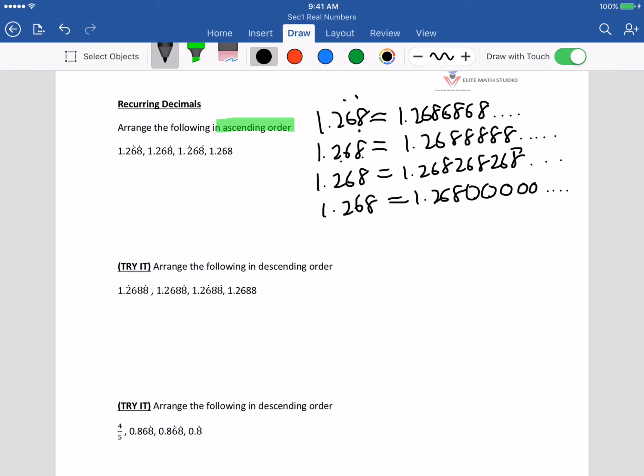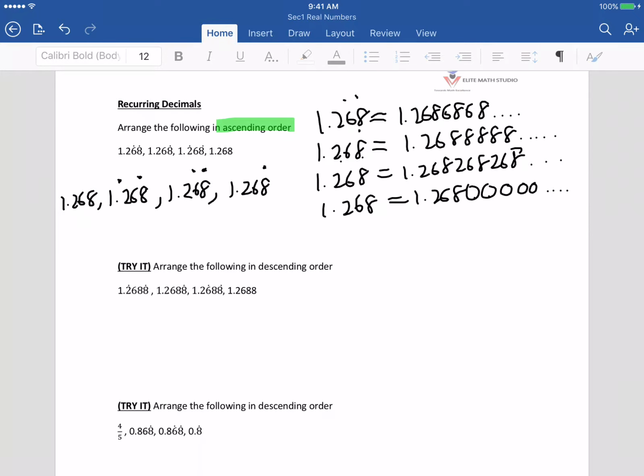Ascending order is smallest first. For this example, the smallest will definitely be 1.268. Followed by 1.268 with a dot at the 2 and a dot at the 8. Next, it will be followed by 1.268 where the 2 dots are at the 6 and the 8. Last one, just 1.268 with a dot behind. That's the answer.